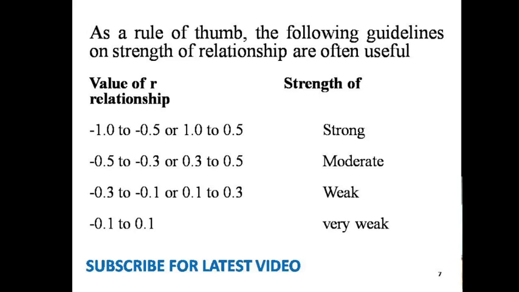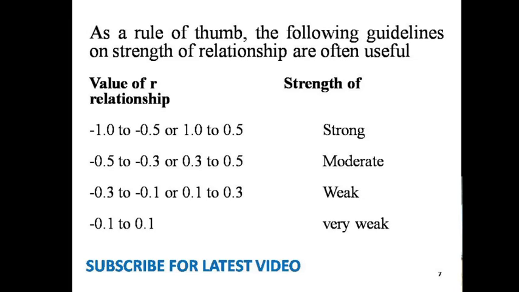As a rule of thumb, these guidelines are generally followed for indicating the strength of relationship. If the value of R, or correlation coefficient, is in between -1 to -0.5 or in between 0.5 to 1, it means that the correlation is very strong.